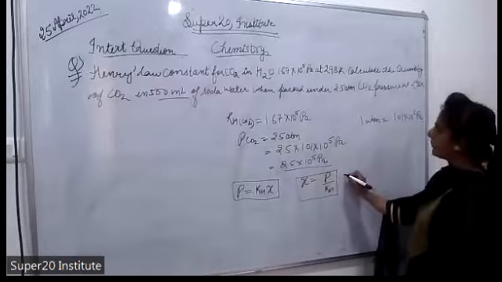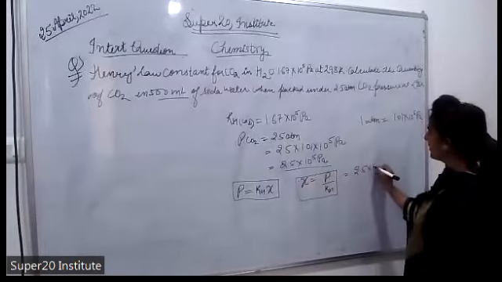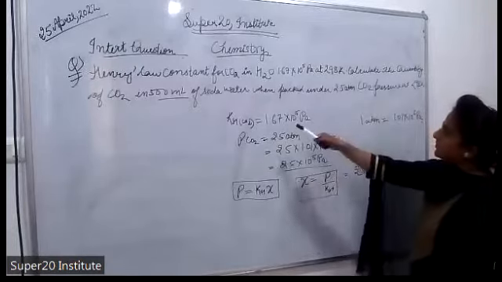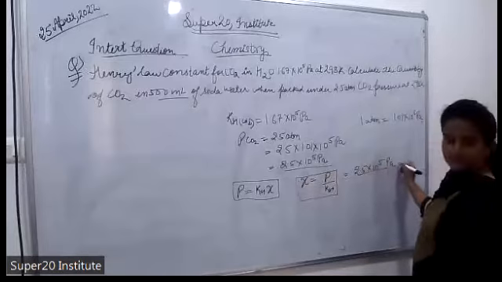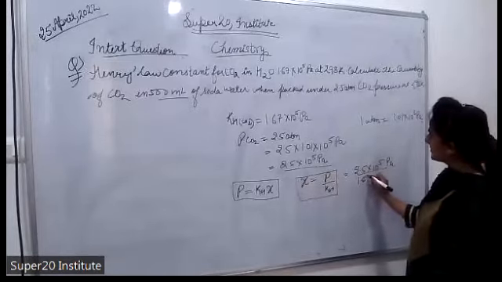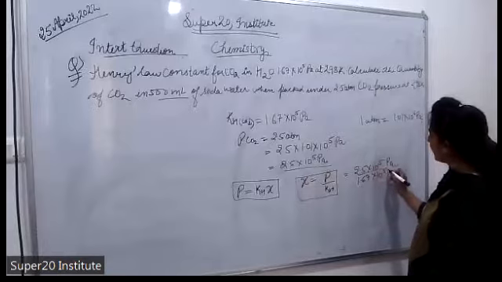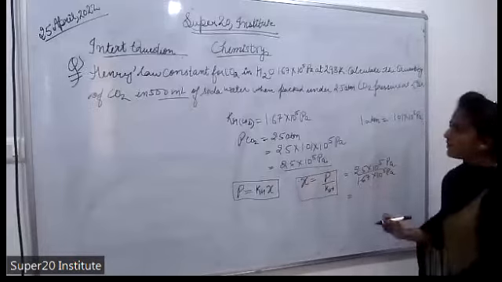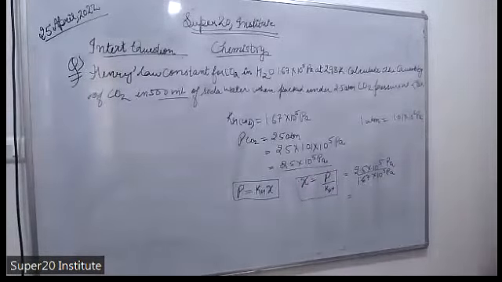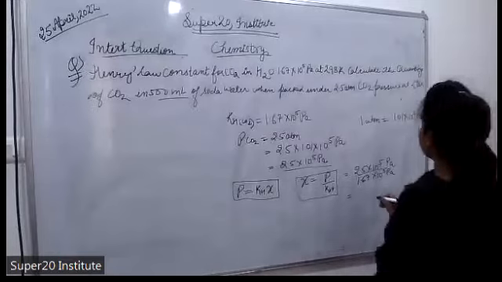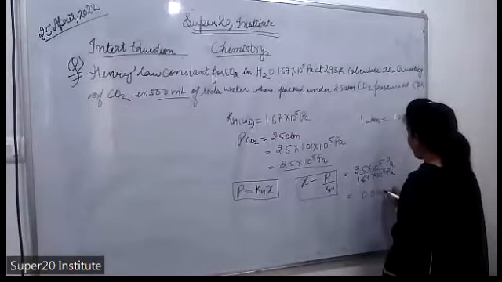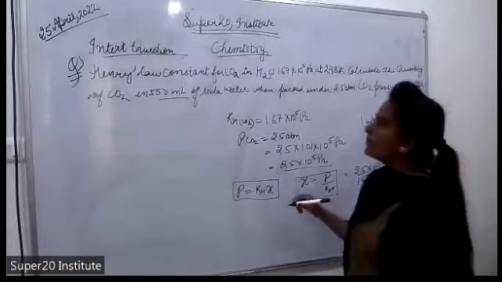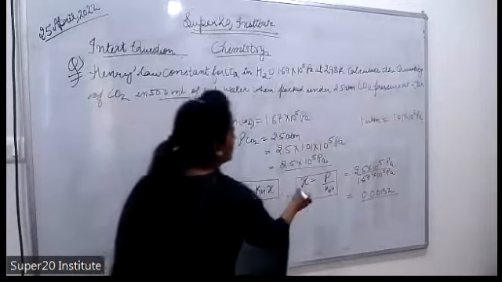Now put the values: 2.5 into 10 raised to power 5 Pascal upon the value of KH, which is 1.67 into 10 raised to power 5 Pascal. This is also in Pascal, and after calculation we get 0.00152. So this is our mole fraction. Now, mole fraction of what? Carbon dioxide.